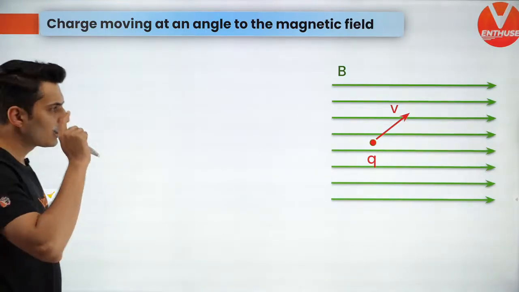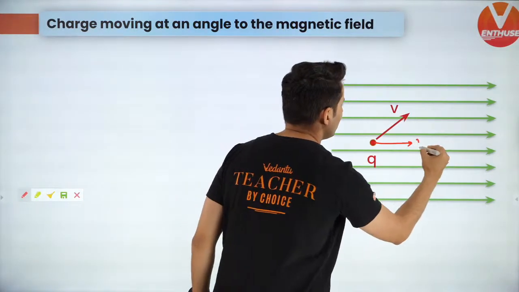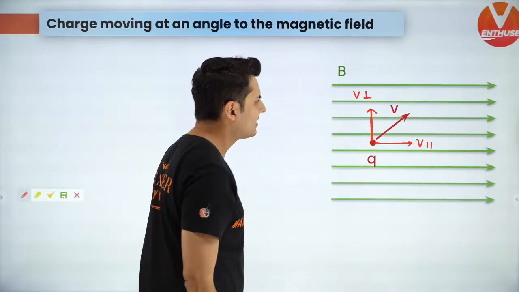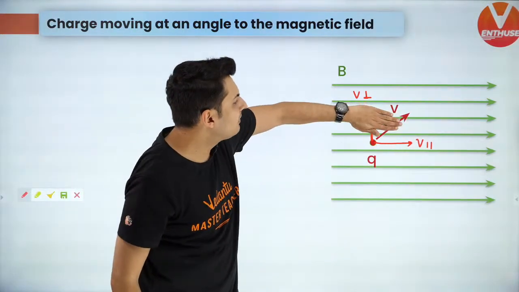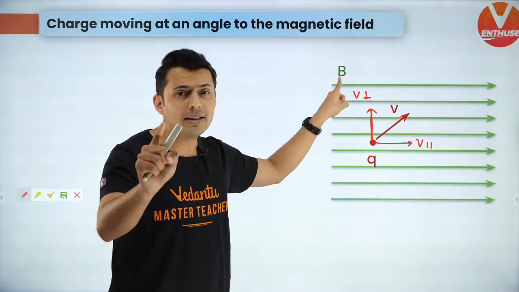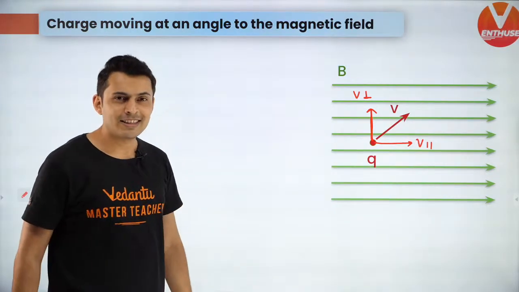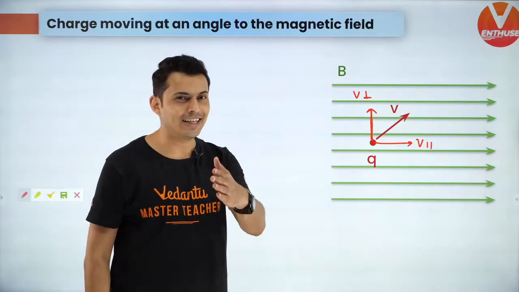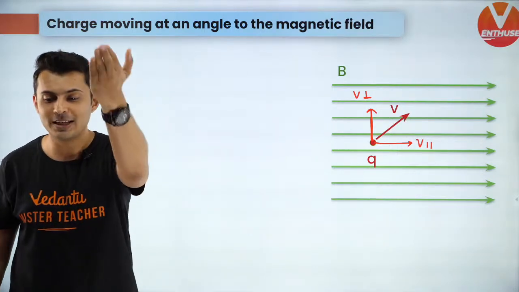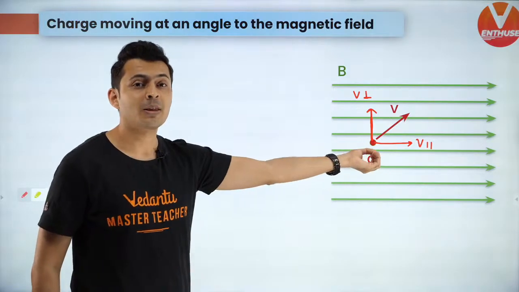Now, to do that, just think about it. This velocity can be split into two components, v parallel and v perpendicular. Guys, try to recollect. If only v parallel was there, that means if the charge was going parallel to the magnetic field, is there any force because of the parallel velocity? Didn't I tell you this? No, there will be no force. Very good. Zero force. So who is responsible then for the force?